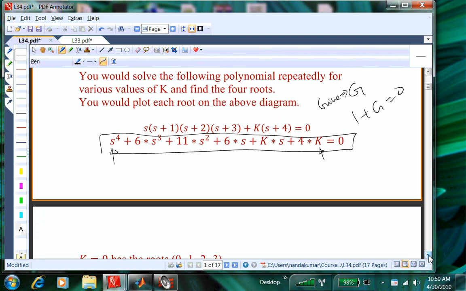So, do you have any questions on this one? Given G, you should be able to write in an exam the characteristic equation with K as a parameter. And calculators, I'm sure, can solve these roots, right? The calculators can solve any degree polynomial.